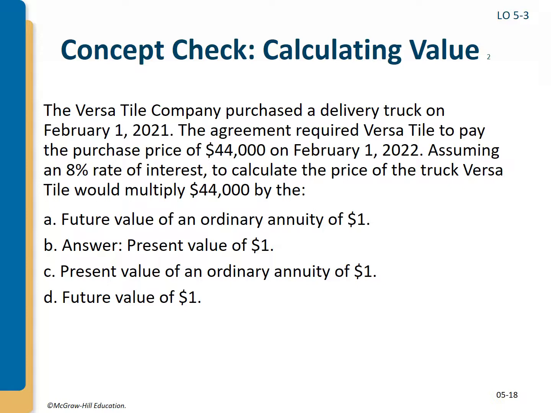So how much is that truck really being purchased for? 44,000 times 0.92593, $40,741. And it's that amount we would record the truck at. So there's one example of when we might have to use this type of calculation in accounting.